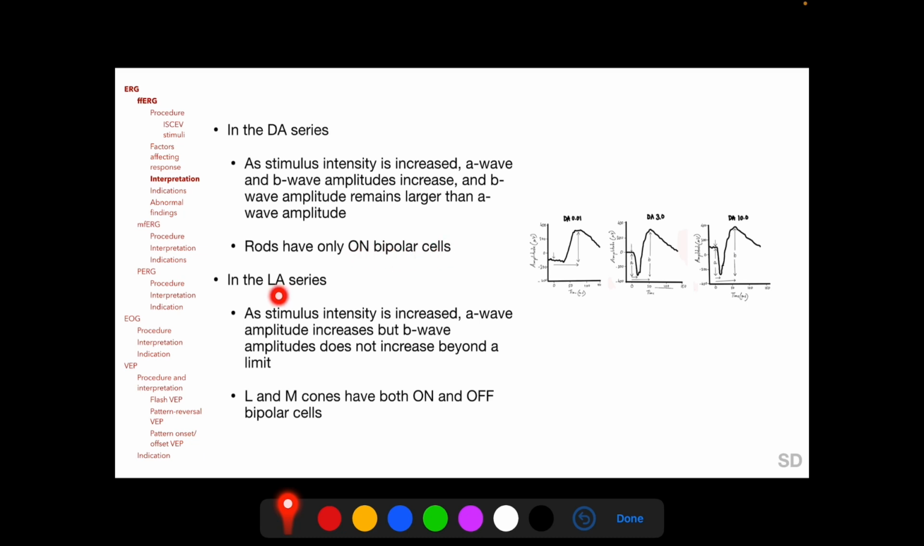But in the light adapted series, as stimulus intensity is increased, A wave amplitude increases, but B wave amplitudes do not increase beyond a limit. This is because L and M cones have both on and off bipolar cells, and the responses of the on and off bipolar cells are temporally separated, which reduces the amplitude of the B wave.